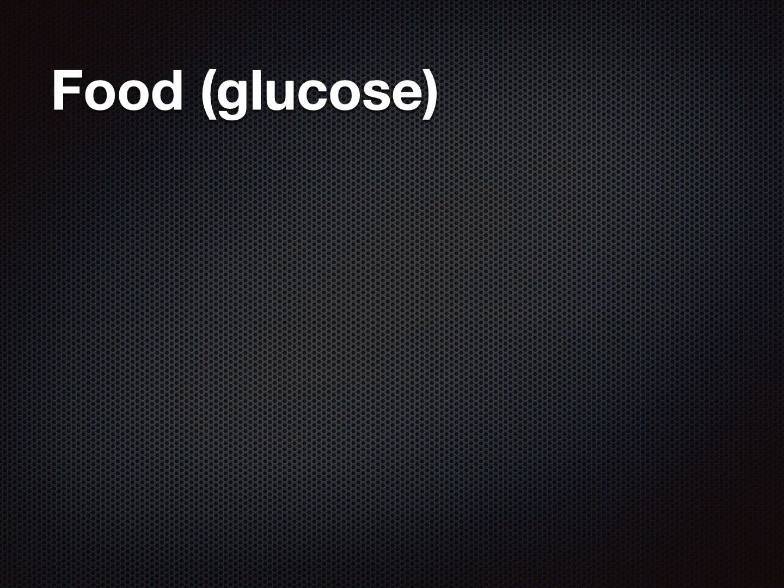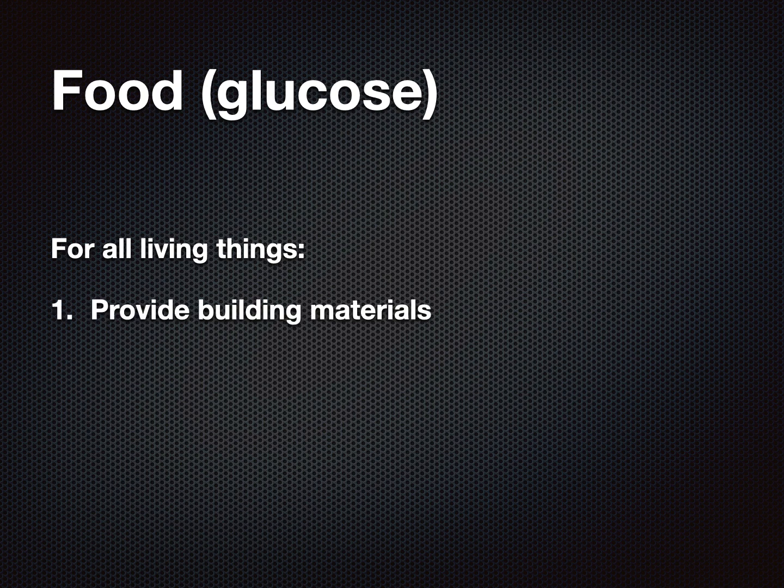Moving into food, also known as glucose. Glucose is a simple sugar that is made in photosynthesis. For all living things, it does two things. First, it provides building materials. Building materials is how you grow, or how a plant grows, and how you move. It also provides fuel. Fuel is also known as energy, and that energy is found in the process of cellular respiration.